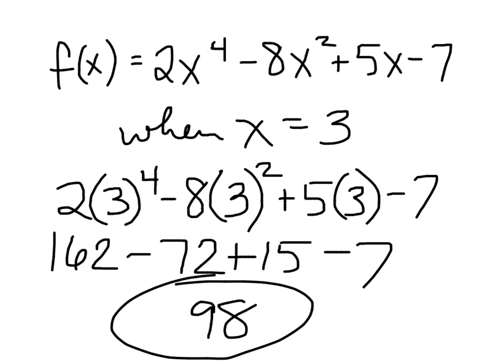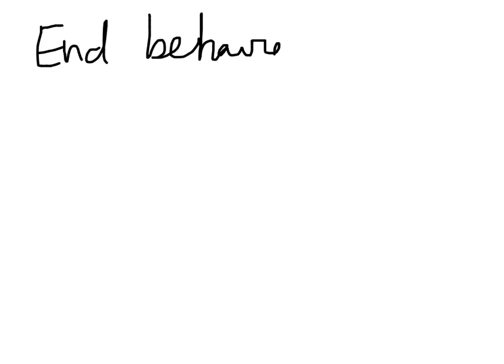Good. Now, the last thing that we're going to talk about is what they call end behavior. Okay? What end behavior is, is what's happening on the ends of the graph. We're going to set you up because on Monday we're going to talk about how to graph these. But we're going to talk about end behavior as far as what happens on the ends.